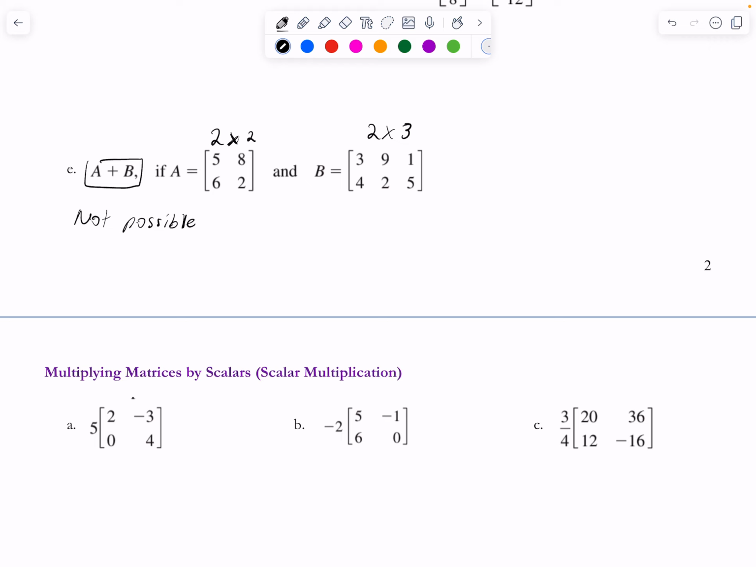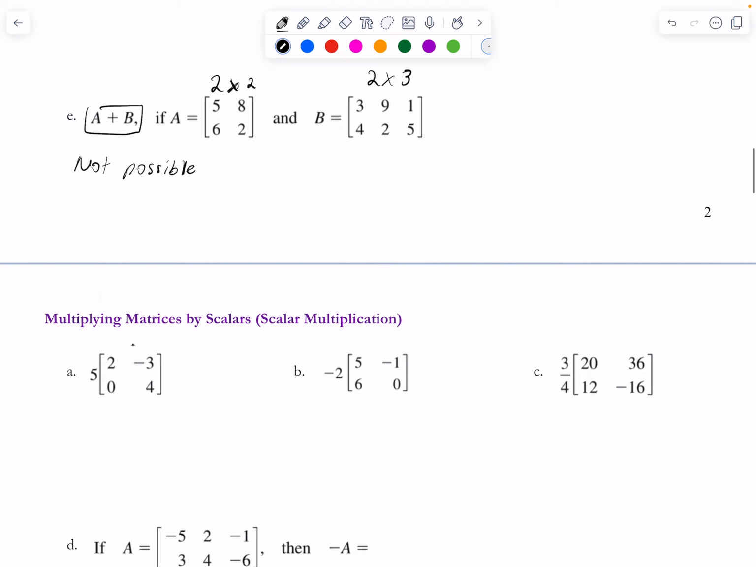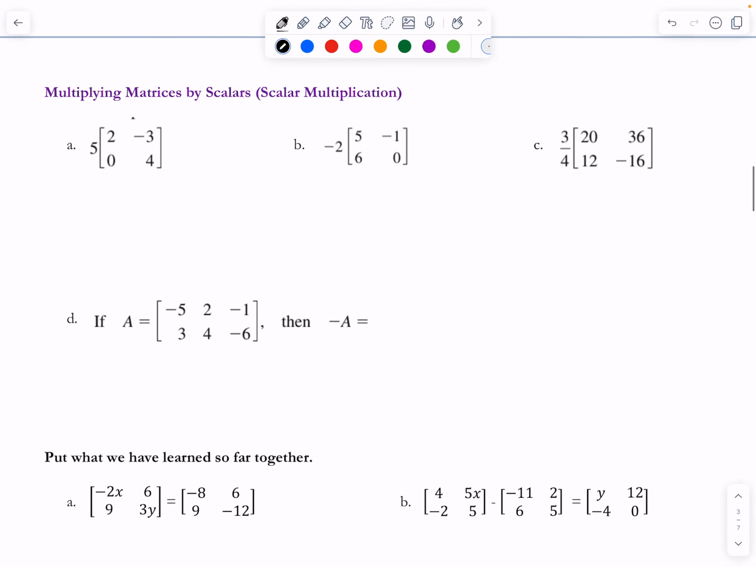Now, there are two ways that we multiply with matrices. One of the first ways we'll go over is called scalar multiplication. So a scalar product just means that you have a number in front that you're going to multiply every single term or element in the matrix by. So we would just multiply all of these by 5 to get 10, -15, 0, and 20.